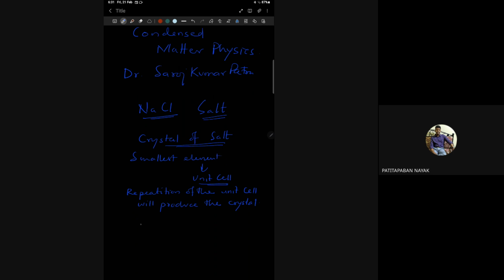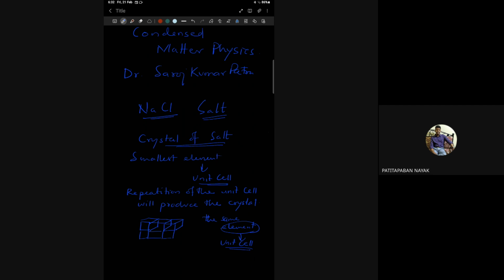Now suppose the smallest element is somewhat like a cube. Then what will happen? I will make another cube in the same direction, again another cube, and in the lower one, another cube. I keep on repeating the same element, which is the unit cell. This will produce the crystal.